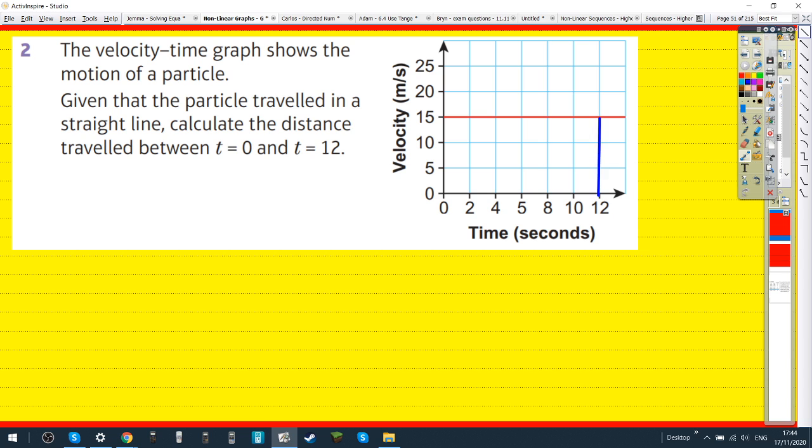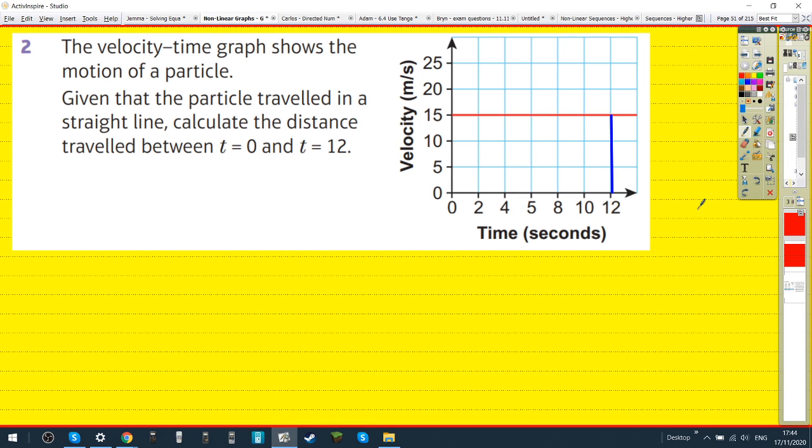The distance. How would you do that? Well, distance is speed times time, and for this one that would be like base times height. So do you do 12 times 25? Not 25. What's the velocity? 15. Yeah. That's what you do.